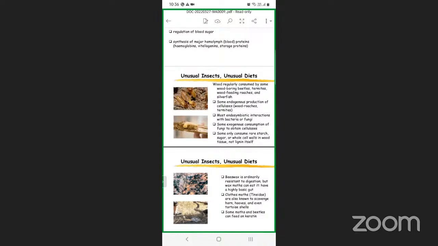Mycetophagous, the fourth one. These insects feed on fungi. Example, ants.